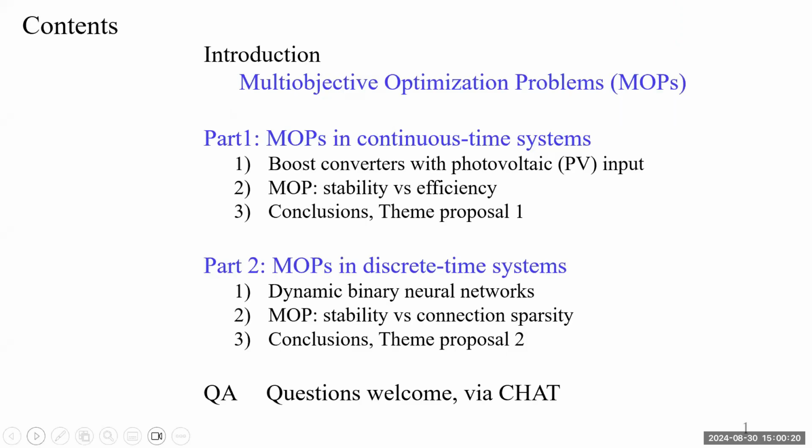Contents: Introduction. Part 1, multi-objective optimization problems in continuous time systems: boost converters with photovoltaic (PV) input, stability versus efficiency, conclusions, and theme proposal 1. Part 2, MOPs in discrete time systems: dynamic binary neural networks, stability versus connection sparsity, conclusions, and theme proposal 2. Questions are welcome, especially from young researchers. Via chat, please.